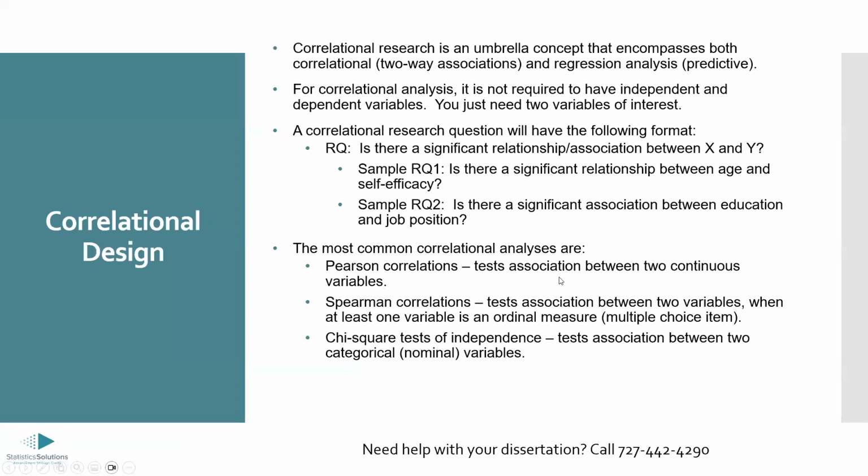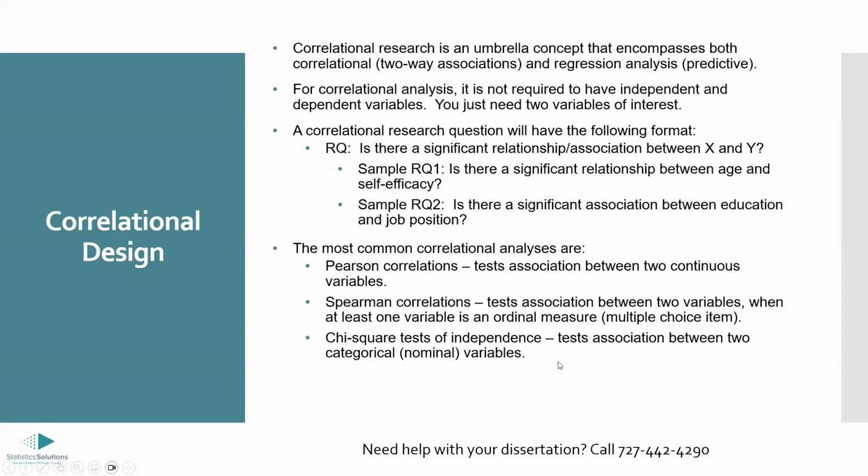Spearman correlations are used when you have at least one ordinal measurement. So if that was like a multiple choice item on a questionnaire, like a single Likert scale item, strongly agree to strongly disagree, that would be an ordinal item. Or something like education level, where you have high school, associates, bachelor's, master's, PhD. That's an ordinal variable because it goes up a hierarchy.